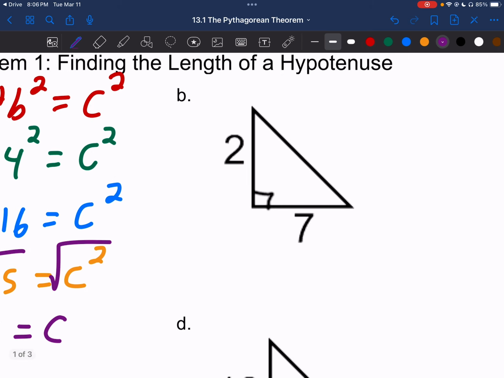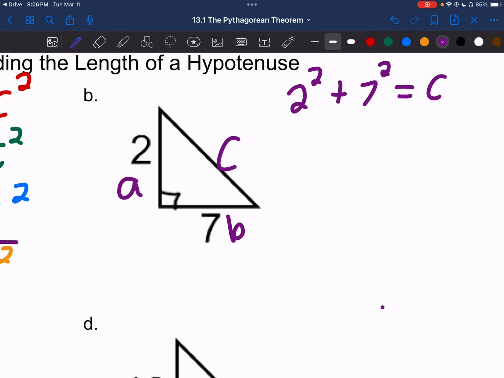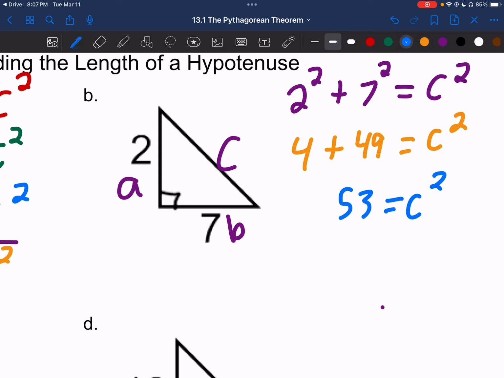All right, let's take a look at letter B. We have sides 2 and 7. That's our a, that's our b, that's our c that we're trying to find. So a squared, 2 squared, plus b squared, 7 squared, equals c squared. We don't know what c is yet. So 2 squared is 4, 7 squared is 49, equals c squared. I can already see that this is not going to give me a perfect square. 53 is not a perfect square. So we're going to take the square root of both sides anyways.